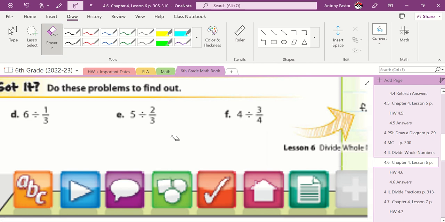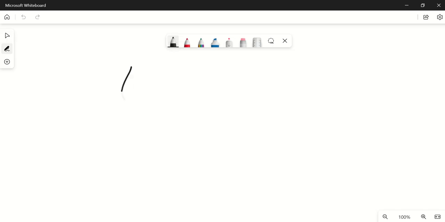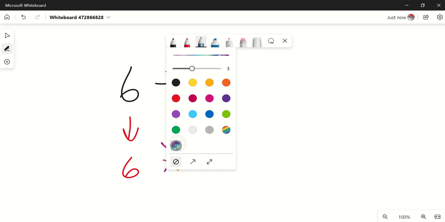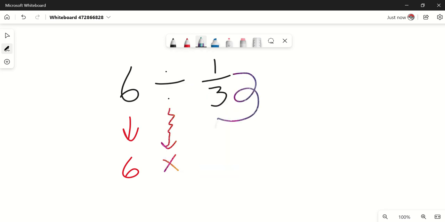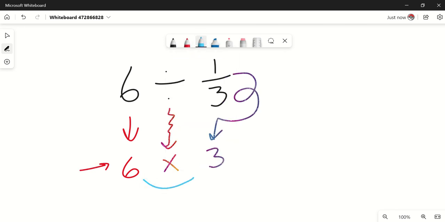So 6 divided by 1/3. Again, the first number comes down normal. The division problem gets shaken up into multiplication, and we find the flip or reciprocal. This will become 3/1, and instead of putting it over 1, since this is a whole number, I'm just going to put 3. And I'm going to multiply 6 times 3, which I know is 18. And that's my answer.